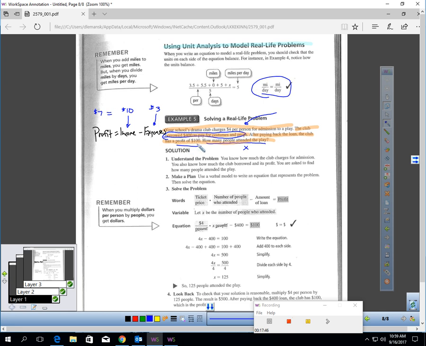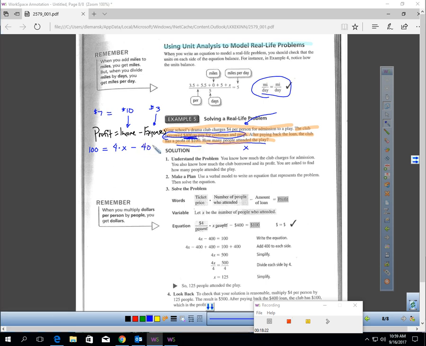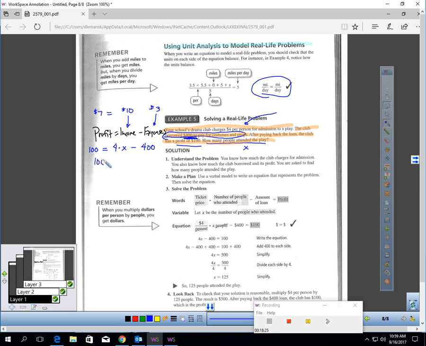So let me see. My profit was 100. What was my income? I charged $4 per ticket times the number of people that came. Like if 100 people came, 4 times 100 would tell me how much income I had. What were the expenses? Well, it cost me $400 for these costumes and props. Okay, there's my equation. Let's solve it and check it.